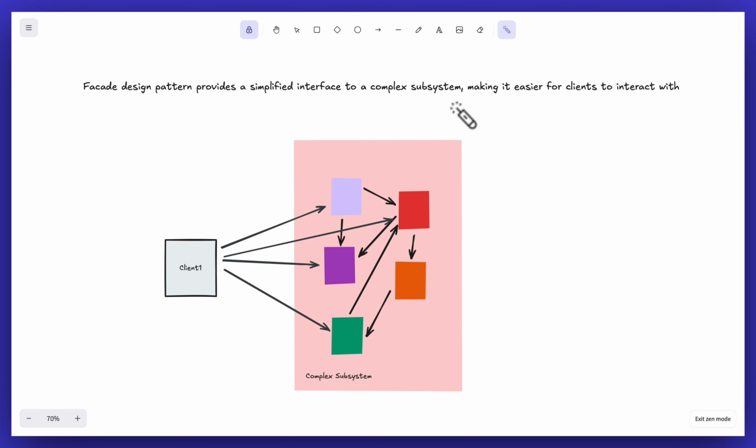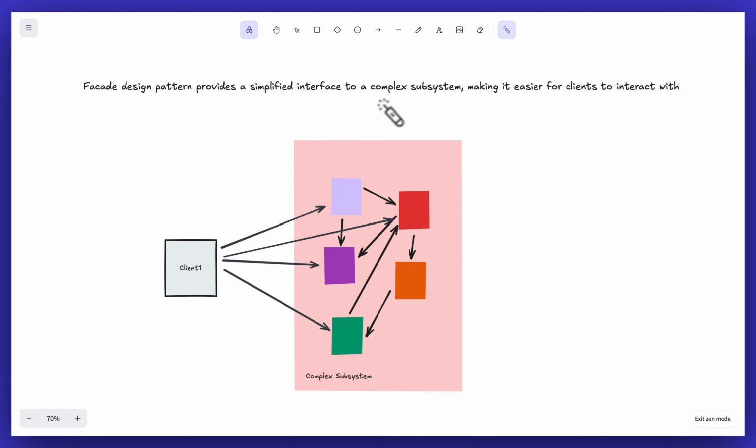By complex subsystem, we mean that we have a group of classes like this, wherein each class is interrelated with other classes. For example, this blue class is related with the red and purple classes. This green class is related with the red class. This red class is related with the purple and orange classes, and so on and so forth. So basically, if we have a group of classes wherein each class can be interrelated with other classes, then that is nothing but a complex subsystem.